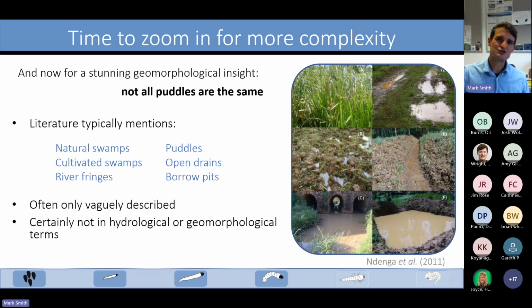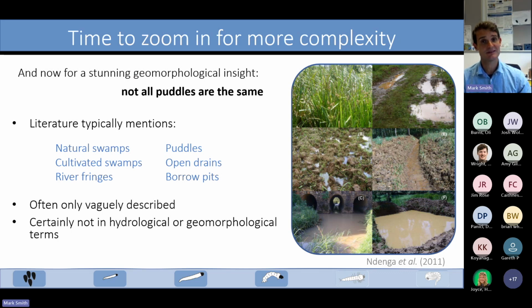So now it's time to introduce the geomorphology and zoom in for a more complex story here. It won't be a surprise to many of you, but not all puddles are the same. Literature will talk about things like swamps, river fringes, puddles, drains, burrow pits, where you've dug in for building material and then you've left a pit left over. These are always vaguely described and certainly not described in hydrological or geomorphological terms. So there's a very low bar here as a starting point.